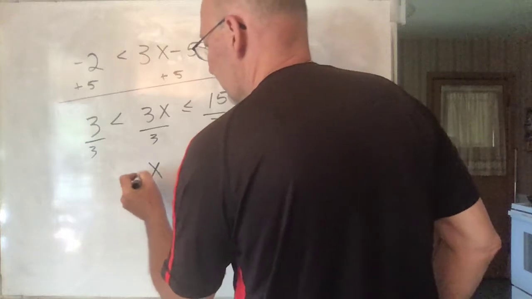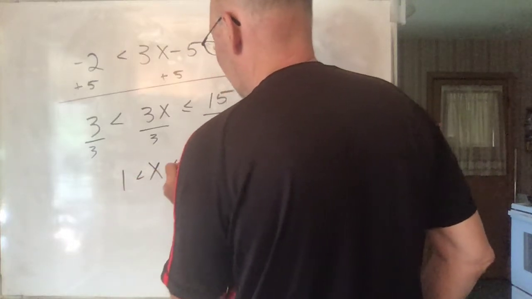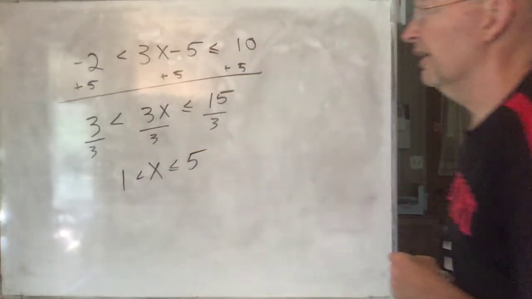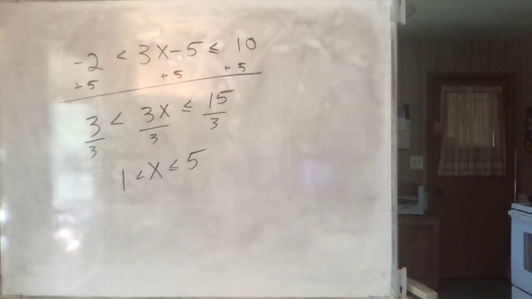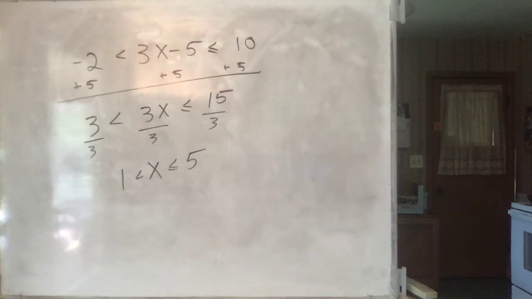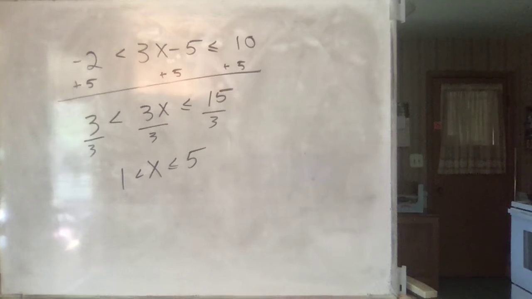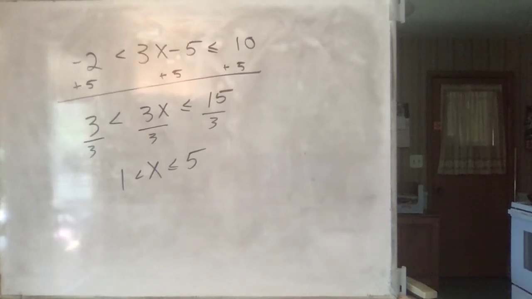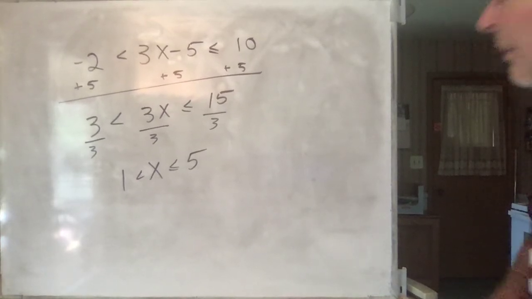And you get x is greater than 1, less than or equal to 5. See that? I'm going to keep track of those numbers. That worked out kind of nice. -2 and 10. Okay? Let's try another one.